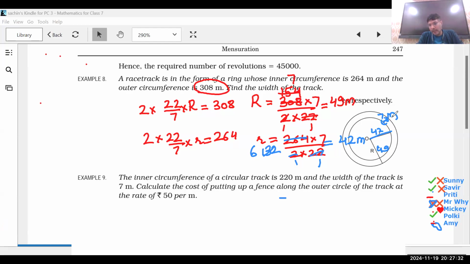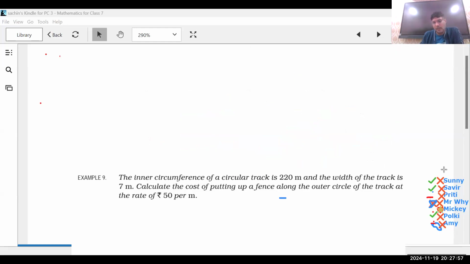So Preeti, Polki, and Amira. Sir, I sent it. Ma'am, Preeti sent it too. I sent my answer. Ma'am, even Amira sent. Oh Polki. Ma'am, please give a star to Mikey. Sent. Today Mikey is on fire.